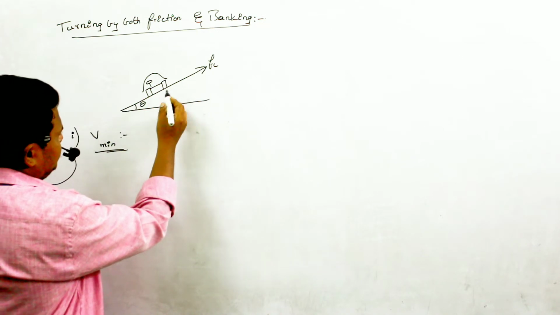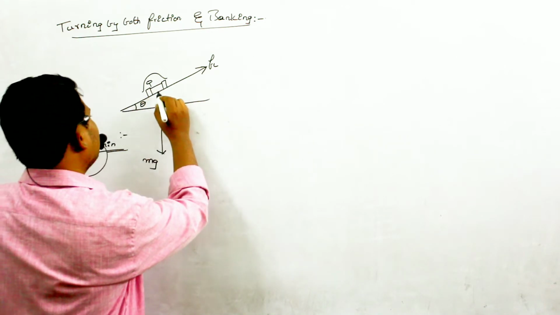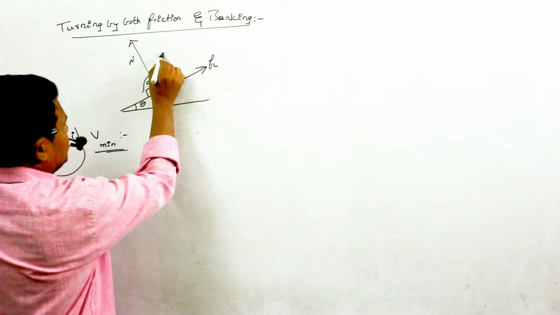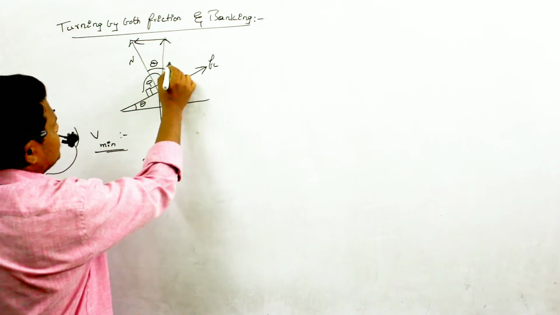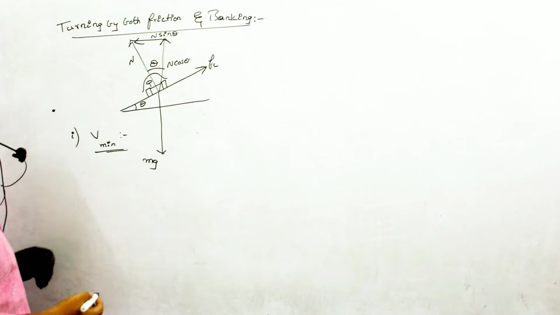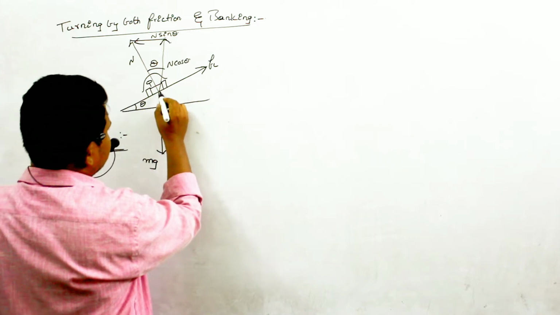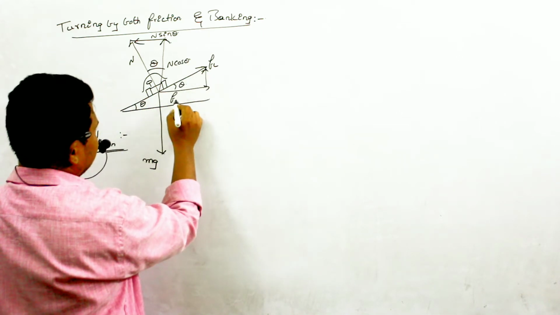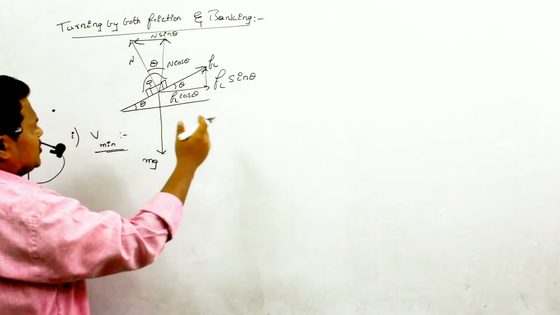If I draw the free body diagram of this, then I can say that the weight mg is acting downwards, and the normal reaction will be acting in this direction. This normal reaction I can split into two components. If this is theta, this is also angle theta, then I can call this n cos theta, and this component will become n sin theta. These are the two components in which I can split this normal reaction given by the inclined surface on the car. Similarly, this limiting friction also I can split into two components here. This is angle theta. If this is the limiting friction, I can split it into FL cos theta, and this into FL sin theta. So these are the different components which we have here.